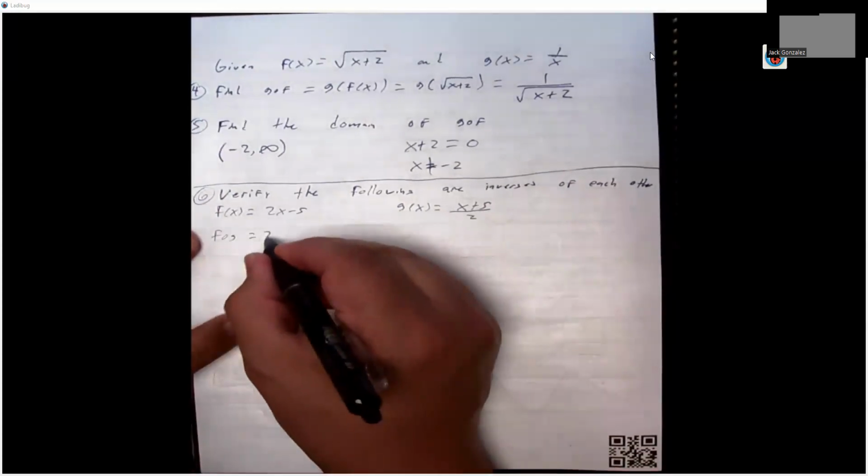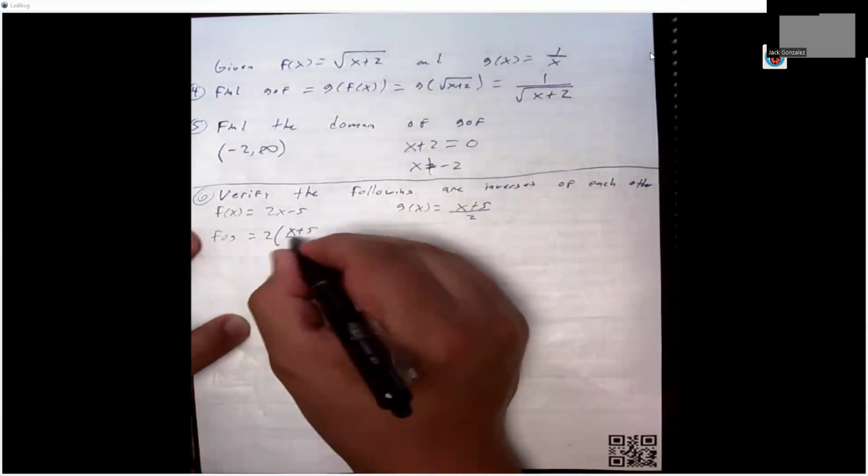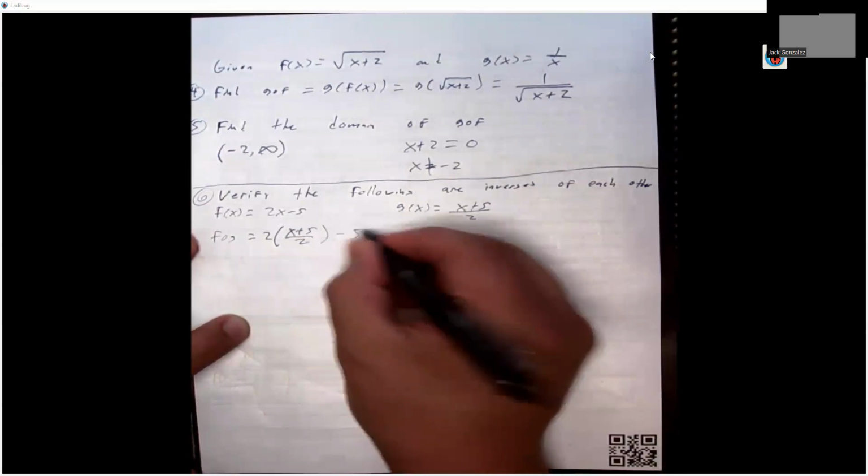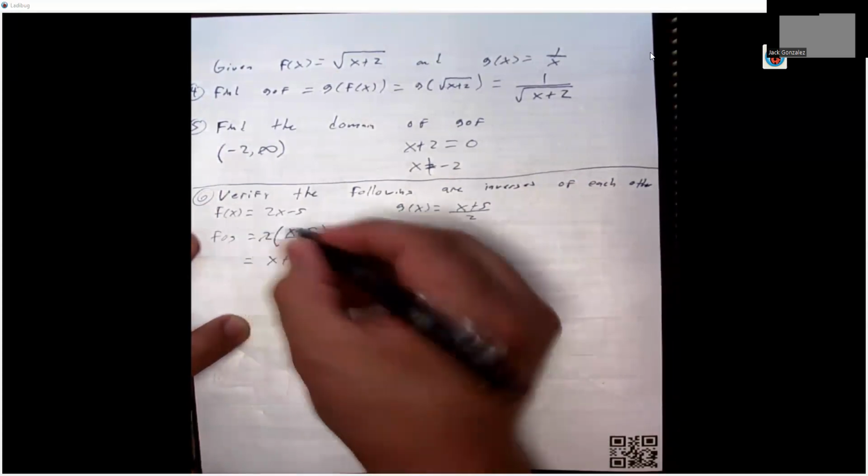And if that happens, then you've proven that this is an inverse of this. Okay, so first do f of g. That means I'm going to plug this guy into here. So that'll be 2 times x plus 5 over 2, minus 5. Those 2's will cancel, giving me x plus 5 minus 5, which is x. So I've shown that one direction, we're good.